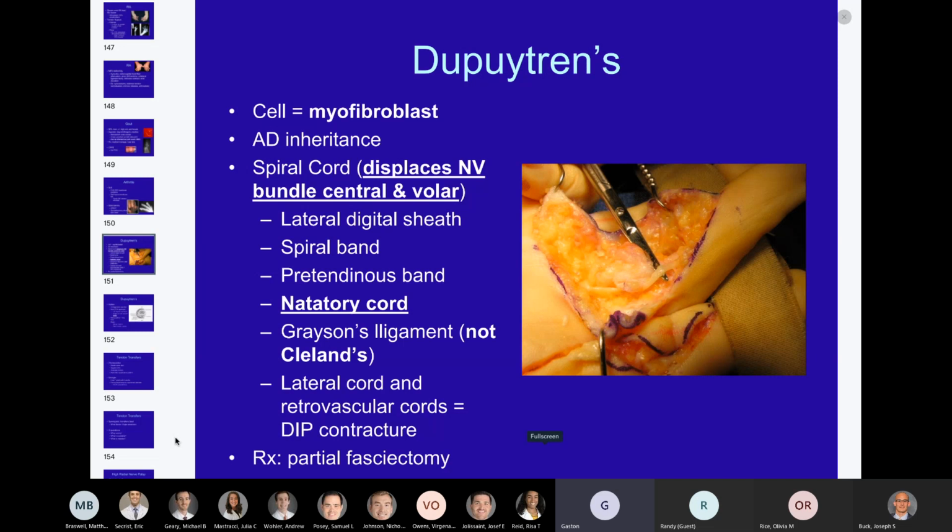Treatments, they could even give you needle aponeurotomy, which would give you the fastest recovery. They could give you collagenase, which is a non-operative treatment that's also approved, which I think is on the next slide, or they can give you partial fasciectomy. Next slide.